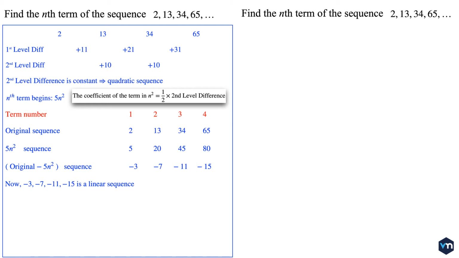It's decreasing by 4 each time, so we can write minus 4n, and the term before minus 3 would be 1. So the nth term formula for this linear sequence is minus 4n plus 1. Therefore the complete nth term formula is equal to 5n squared minus 4n plus 1.